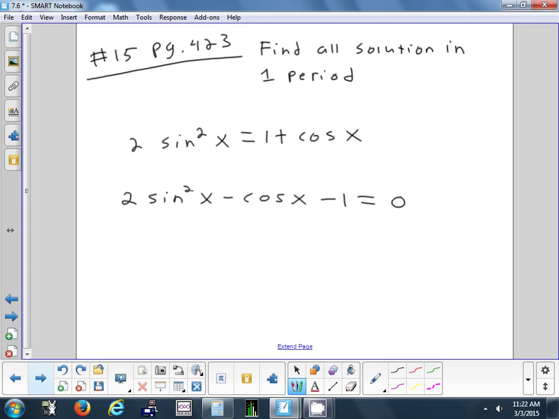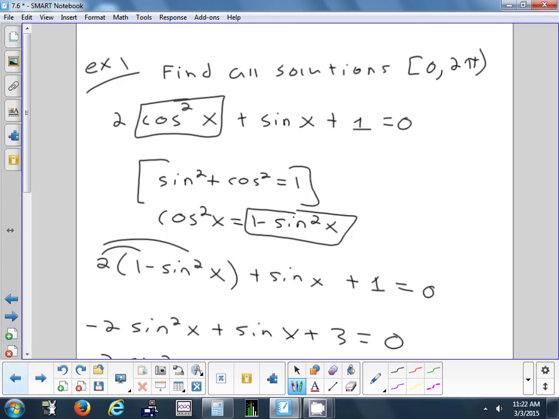Okay, James, which trig function here do you think we're going to change? Sine squared or cosine? Sine squared. Yep. We're going to substitute in something for sine squared. Okay. Using the trig identity we just had on the other page, instead of cosine squared equals, anyone tell me what sine squared would equal?